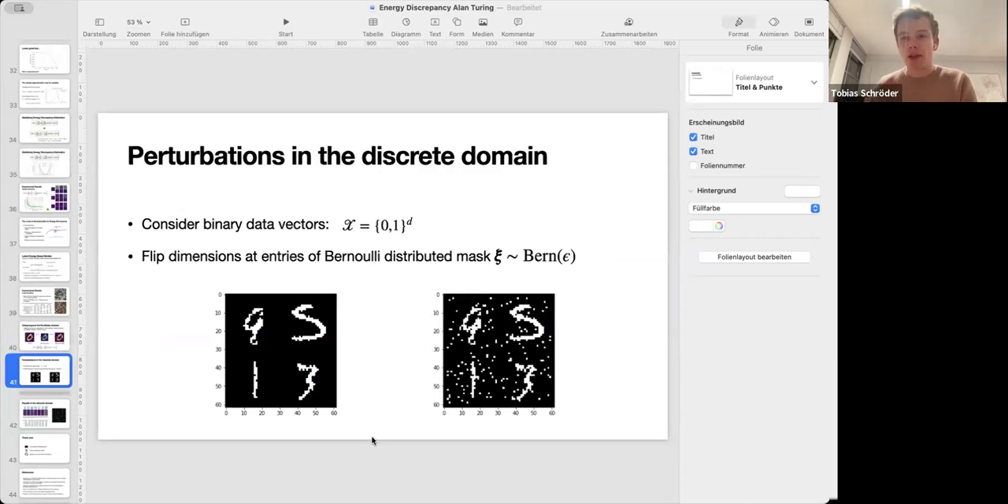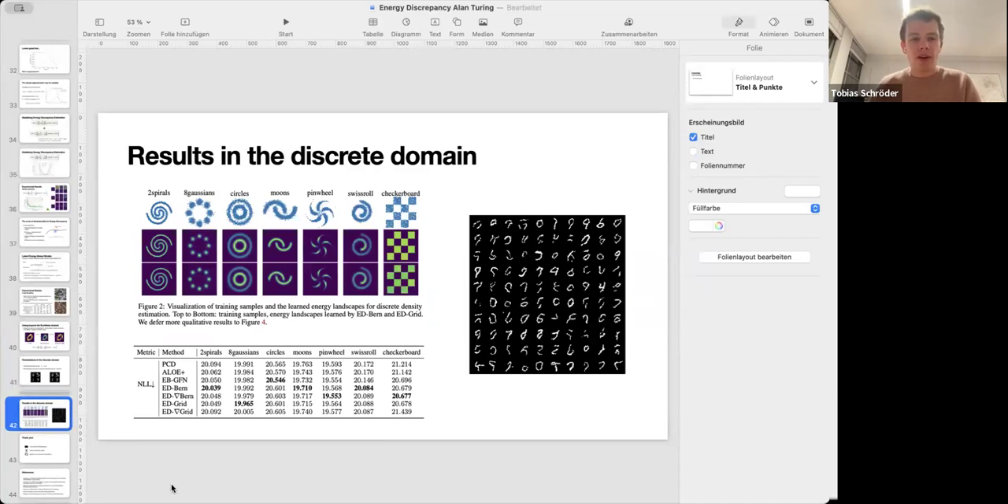Similar to the Gaussian noise, you can also, for example, apply Bernoulli noise. So you sample a Bernoulli mask where you flip the values of your data vector. And in both these cases, we again get an energy discrepancy that you can use to learn an energy-based model. And the results are really confirming of this approach. On the left, you see the two-dimensional data sets that I showed before, but they are discretized by computing so-called gray codes. That's considered to be already a relatively hard problem for discrete energy-based models. And we observe really no problem for energy discrepancy to learn these densities.